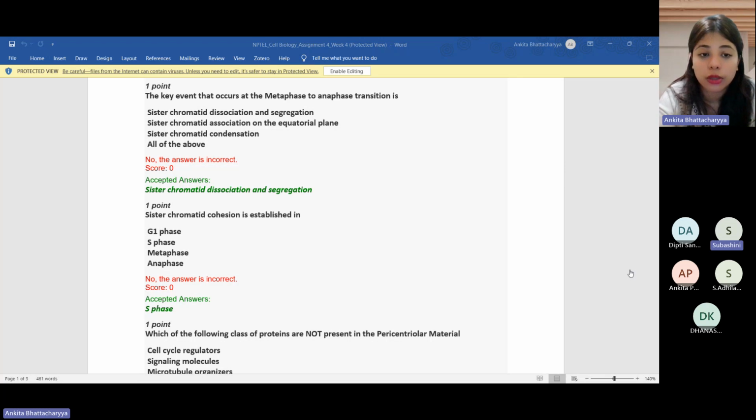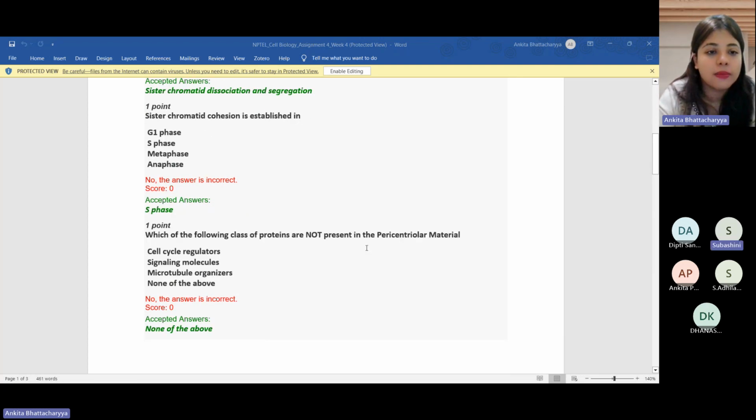And the first option is representative of the metaphase to anaphase transition, in which there is dissociation or separation and segregation of the two sister chromatids towards the opposite poles. Therefore, it is the key event that occurs during this transition from metaphase to anaphase. So option A is correct in that regard.